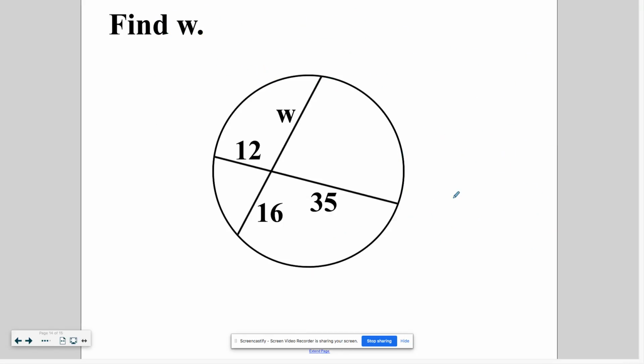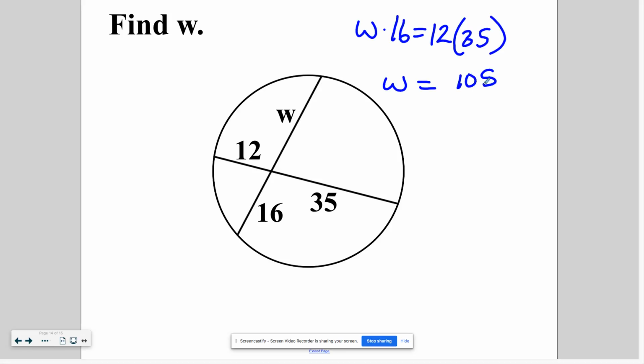Okay, a little more practice. Well, this is an interior one, so we're going to go W times 16 equals 12 times 35. And when you try to solve that, you get 105 over 4, which of course you can change to a mixed fraction or a decimal.